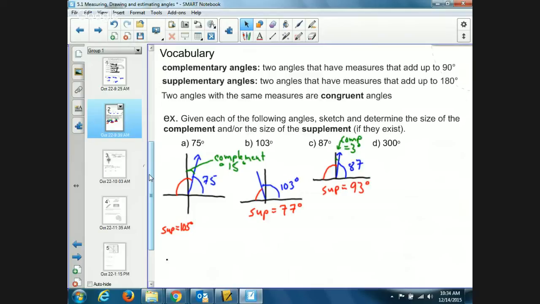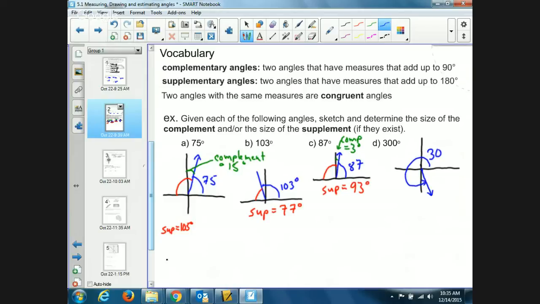Okay. Lastly, hopefully you paused and you did 300 degrees. If not, do it now. This time I'm going to draw the full set of axes because it's greater than 180. So 300 degrees should be about here. 60 degrees back from a full circle.